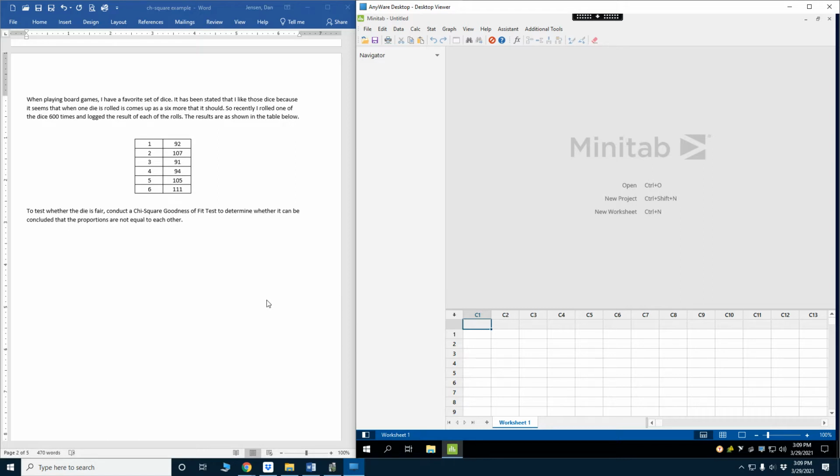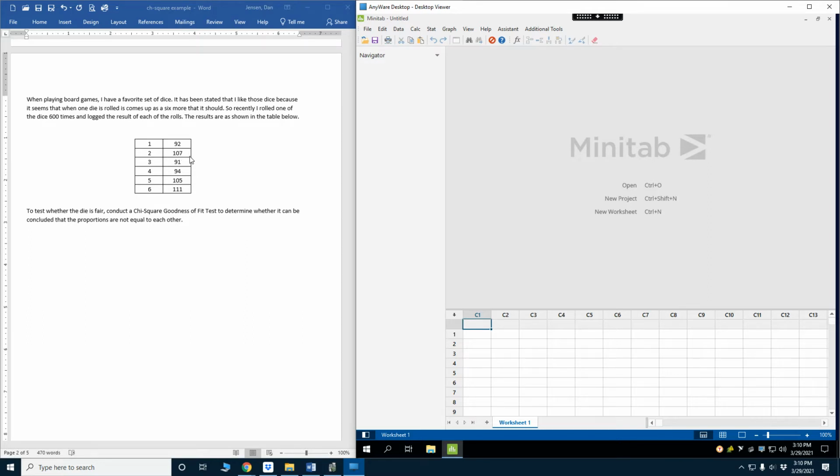So when I'm playing board games, I have a favorite set of dice. My wife always accuses me of getting whatever roll I wanted, and she's accused me of this one particular die, that it comes up 6 more times than not. So I rolled the dice 600 times, right? You can read the example. I rolled one of the dice 600 times, and I logged the result of each of the rolls. And these are the results that were shown. 1 came up 92 times, the 2 came up 107 times, and so on.